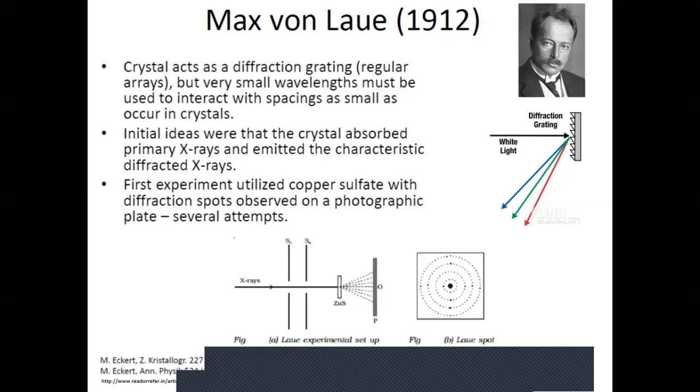Now, the initial idea of how this works is that the crystal absorbs the primary X-ray and then emits a characteristic diffracted X-ray. This was first shown using copper sulfate crystals, and you can see where the diffraction spots were observed on a photographic plate. So according to this first initial theory, the crystal would absorb the primary X-ray and diffract the characteristic X-ray, producing a pattern.